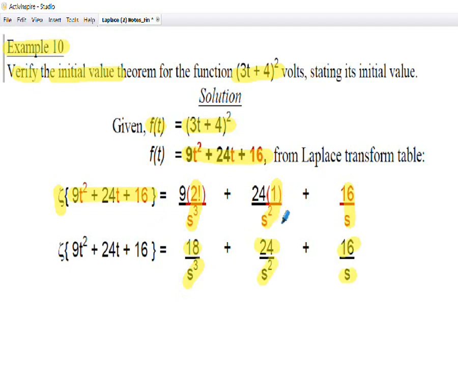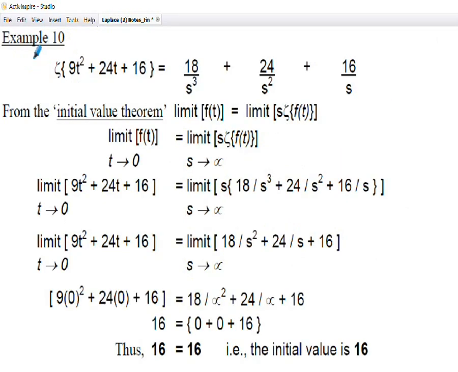So there's our Laplace transform for this function of t. On this slide I'm just repeating the line from the previous slide for convenience. We're going to apply the initial value theorem here. On the left hand side, the limit of the function of t, t tending to 0. On the right hand side, the limit of s times the Laplace transform of the function of t, and s is tending to infinity.